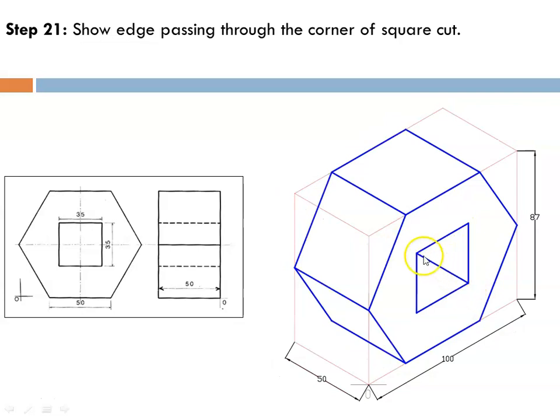So here you can say this is the visible edge of the square cut, and this is how you can complete the problem, where you can show a hexagonal prism. This one hexagonal shape, side 50 mm and having a width of 50. So the hexagonal shape with the width of 50, and now the square cut 35 by 35 and again having a width of 50, but you cannot see all the edges passing through all the corners, so only the visible edge we have to show. After that, show the overall dimension.